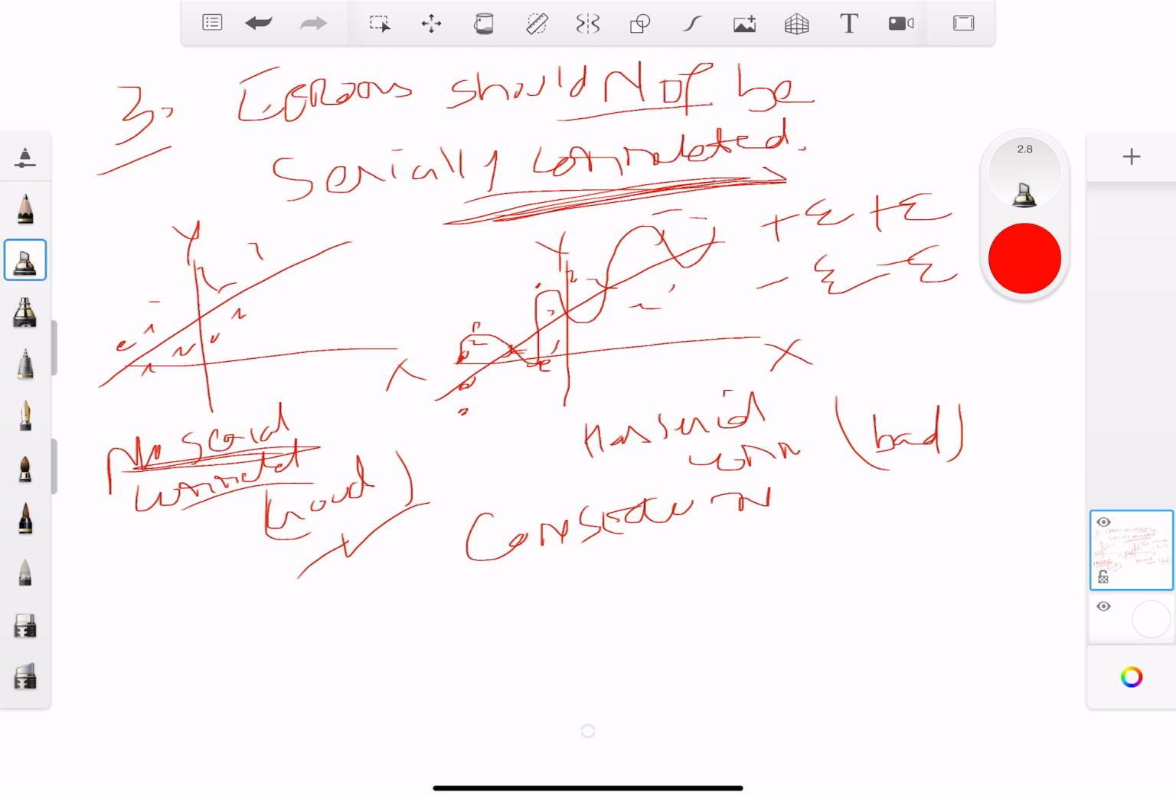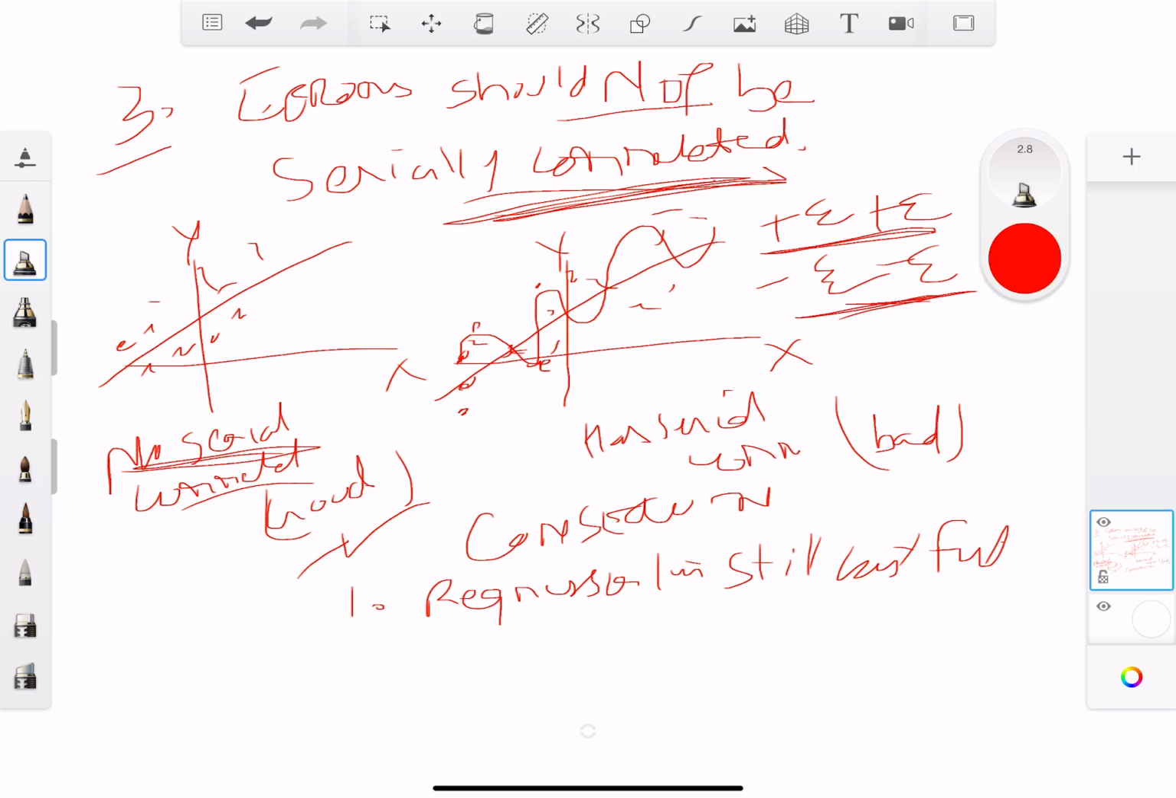Right. So one consequence we'll have is, number one, the regression line that we have is still going to be the best fit. Even though the error terms are serially correlated, when you talk about, say, t stat equals b1 over sb1, this one is still going to be the line of best fit. That's what it really means.